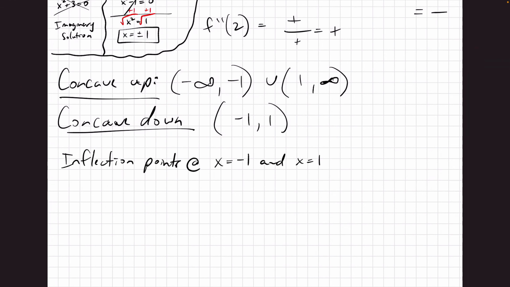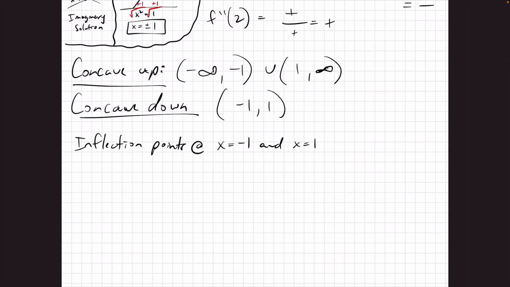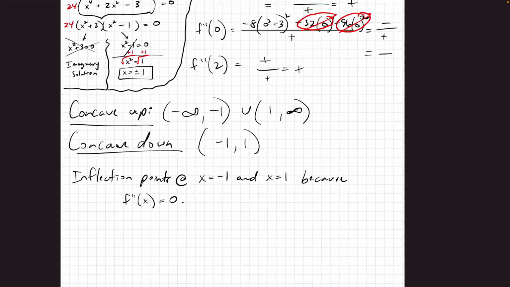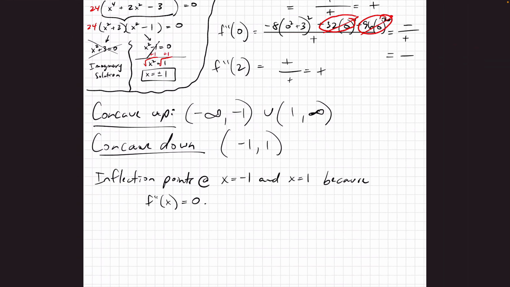Oh wait, since this is your notes, I should have put justification. So why do we know that it's an inflection point? Because it's where the second derivative equals 0. They didn't ask for justification, but eventually they will. And it's best to have them in your notes so that you can always refer back to them. Why was it concave up? Because the second derivative was positive, greater than 0. Why was it concave down? Because the second derivative was negative, less than 0.